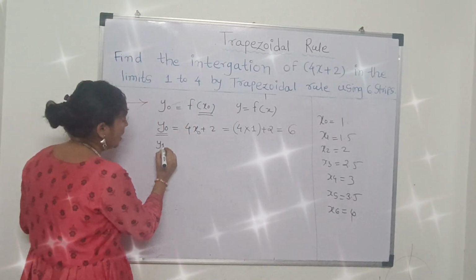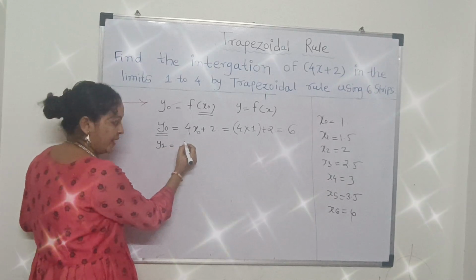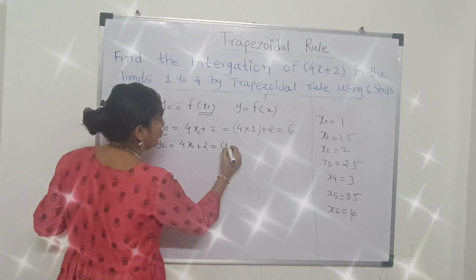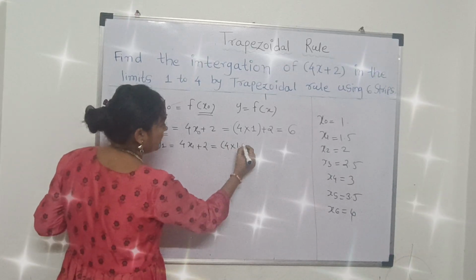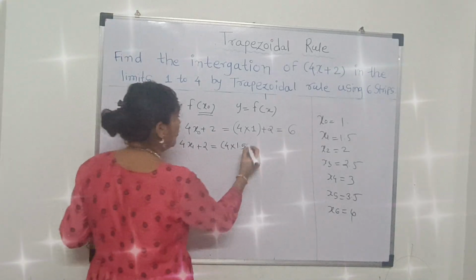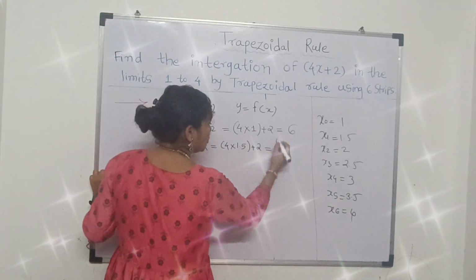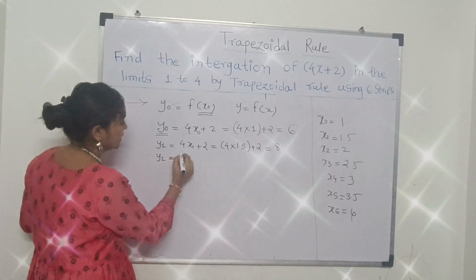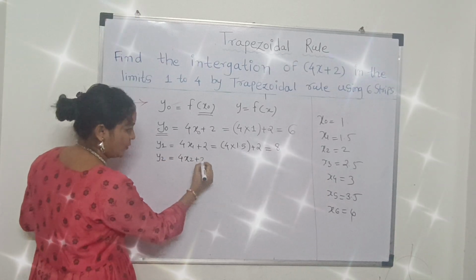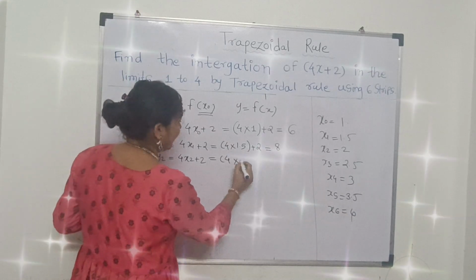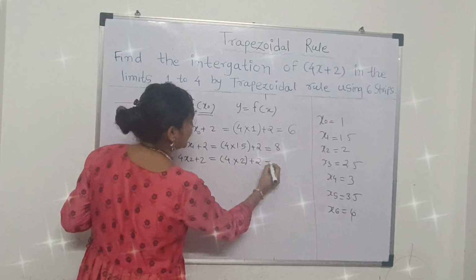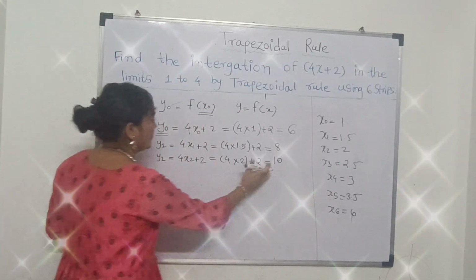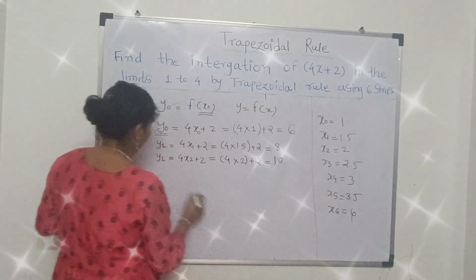Now calculate y1. y1 is again 4x1 plus 2, which is 4 multiplied by the x1 value, 1.5, plus 2. So its value becomes 8. y2 is equal to 4x2 plus 2, so it becomes 4 multiplied by 2 plus 2. So it becomes 10.